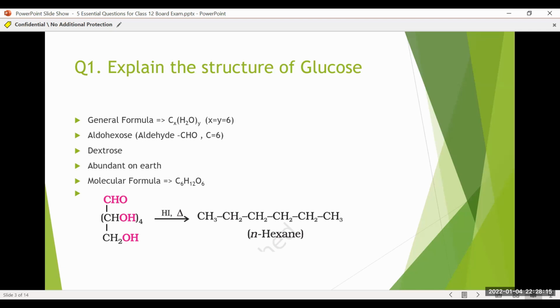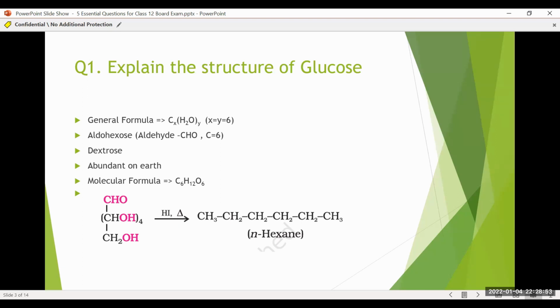Let us come to what glucose is. Glucose is a carbohydrate and it is called hydrate of carbon because it has the general formula CxH2yOy, where x as well as y are equal to 6. Therefore, it perfectly tallies with the formula of carbohydrate. It is commonly called aldohexose because it has an aldehyde group and 6 carbon atoms. So the complete word is aldohexose.